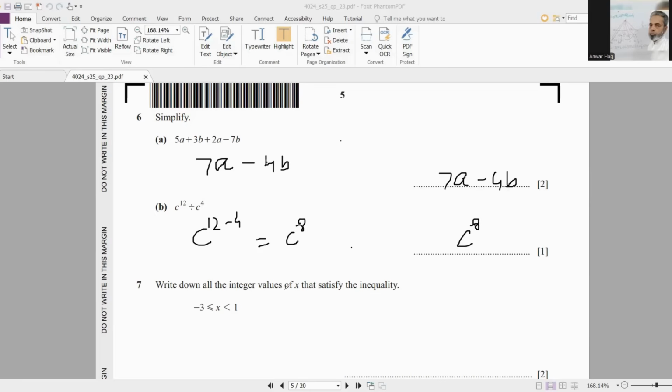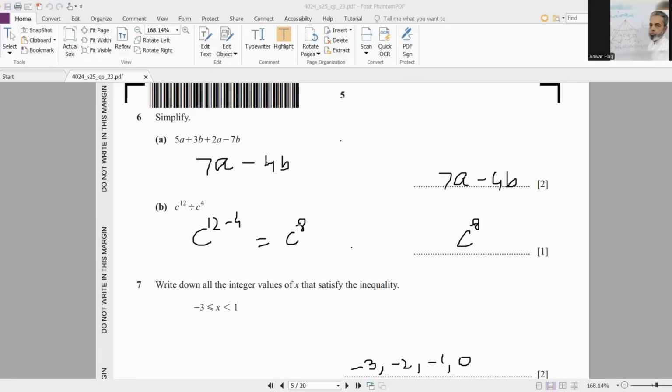Question 7. Write all integer values of x that satisfy the inequality. So this is x is greater than or equal to minus 3. So minus 3 will be included. Minus 3, minus 2, minus 1, 0, and 1 will not be included. That's for this question.